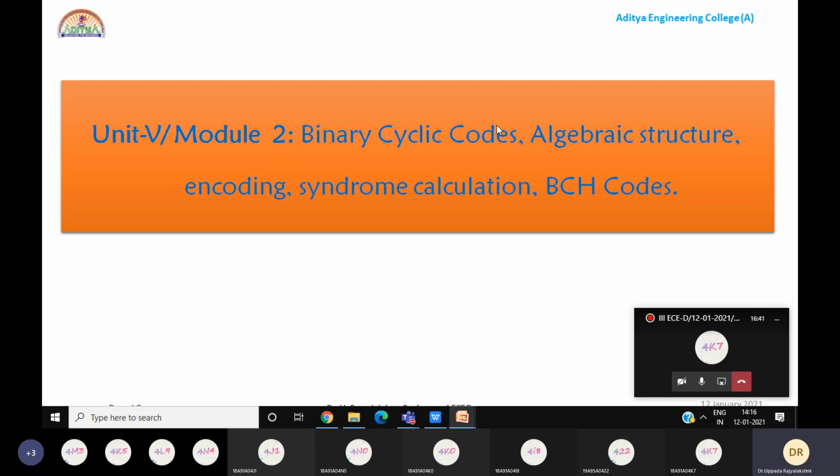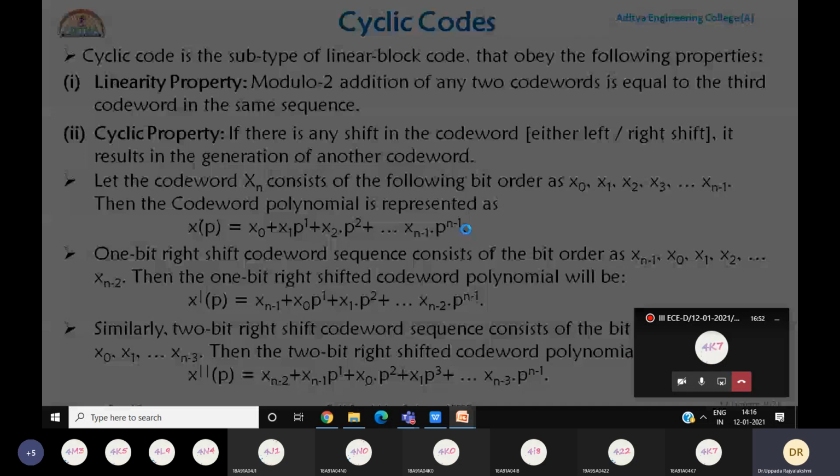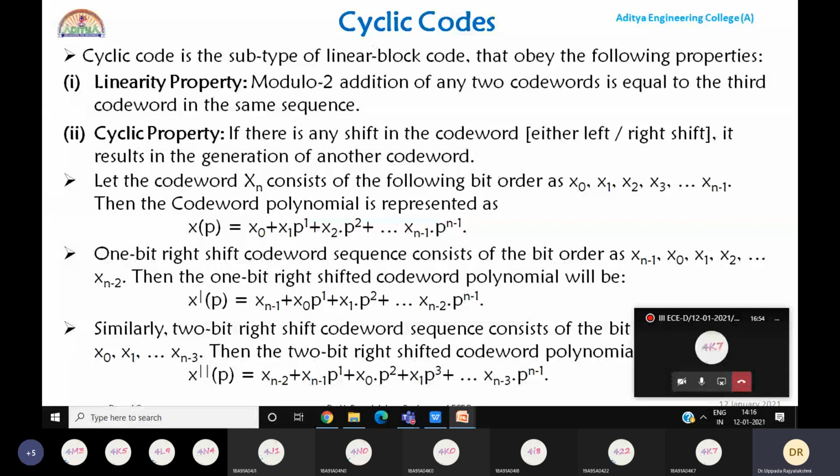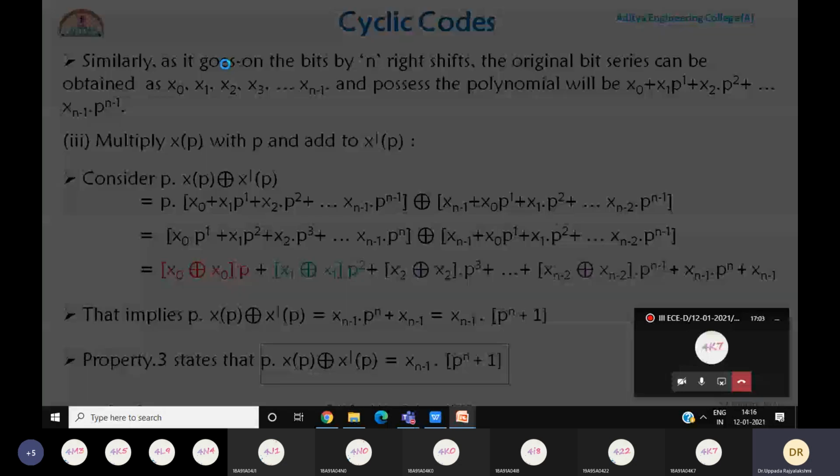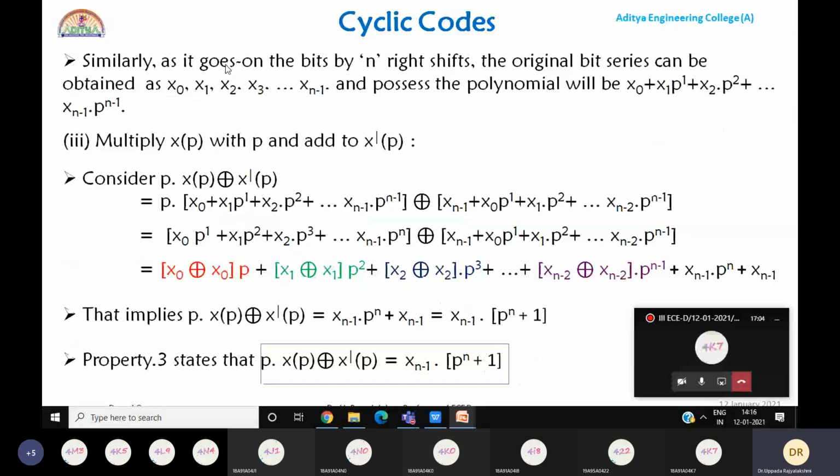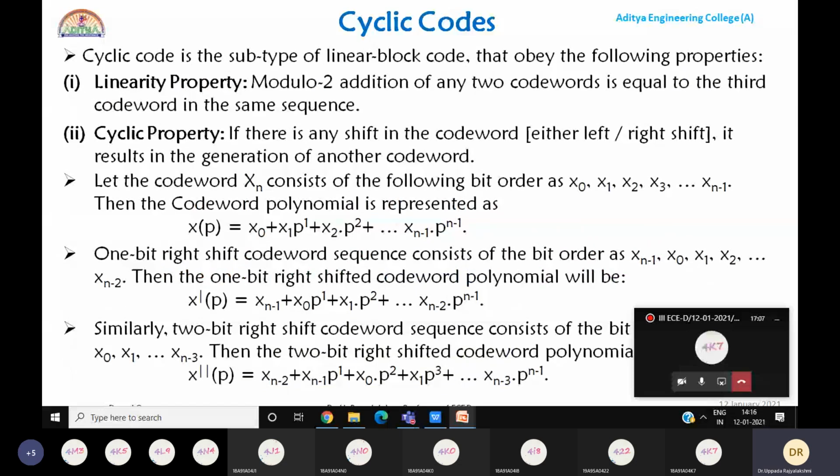which obeys the linearity property. So that's why I'm telling you that this is a subtype of linear block codes, because it obeys the linearity property. Coming to the cyclic code, here you can see this is a subtype of linear block code that obeys the following properties.